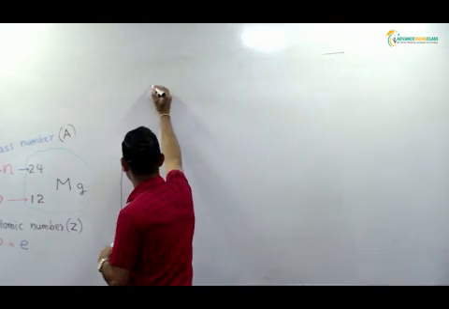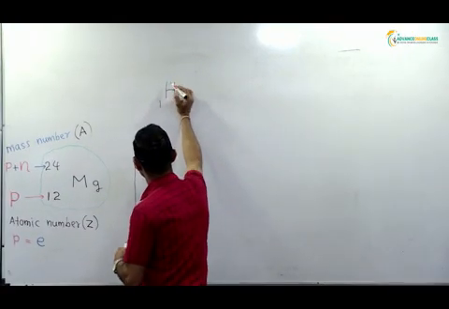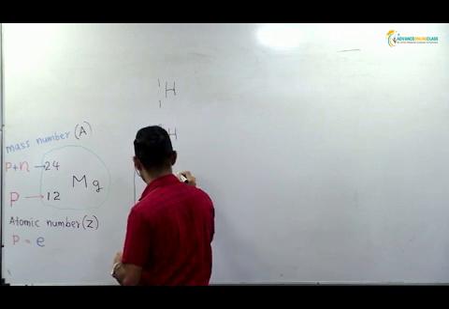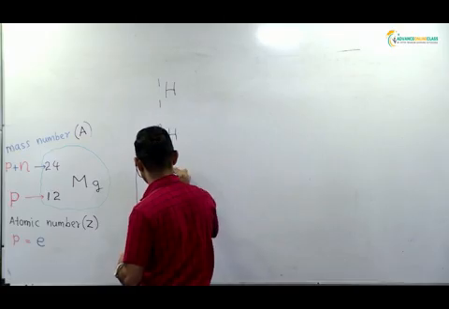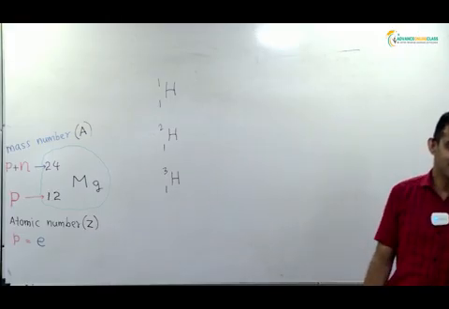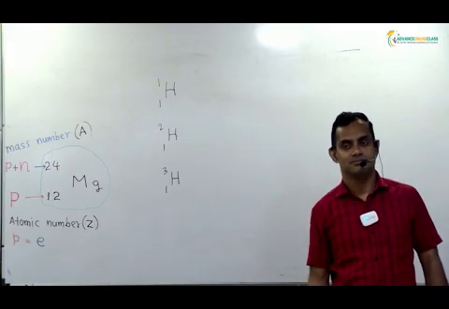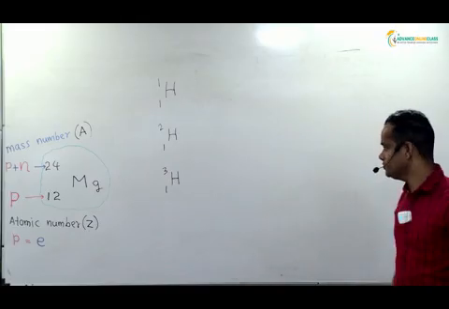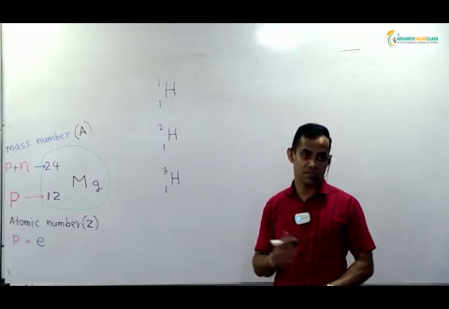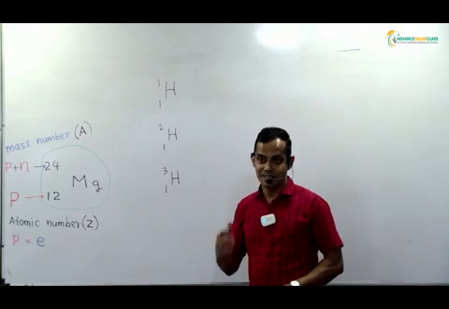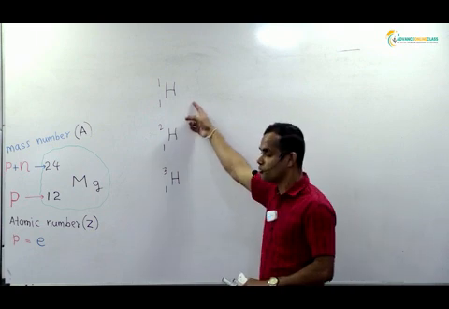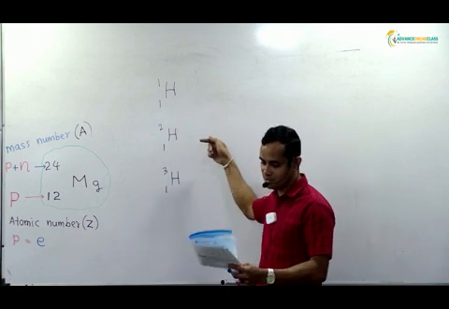To understand isotopes, feel isotopes. I have given you H11 atom, H12 atom, and H13 atom. H means hydrogen. We thought that hydrogen is hydrogen. But now you can understand hydrogen is maybe H11, maybe H12, maybe H13. But there are 3 types of hydrogen. These 3 types of hydrogen are called isotopes of hydrogen. This one is called protium, this one is called deuterium, this one is called tritium.